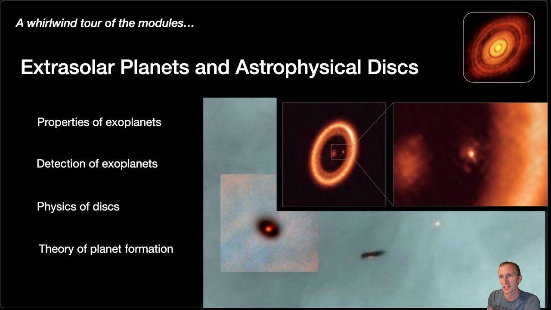And in addition, into this module, there's the theory of planet formation. So how do you actually get planets from these disks? So this is a real image, by the way. Here's your disk, and here is a planet that we've directly observed forming in the disk.